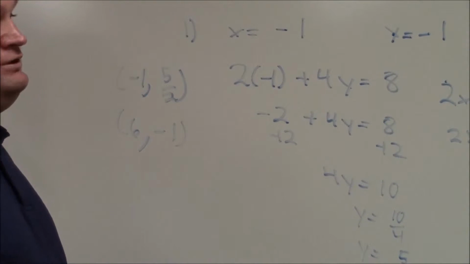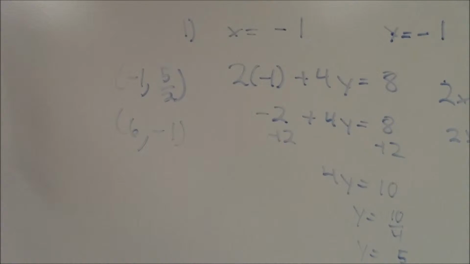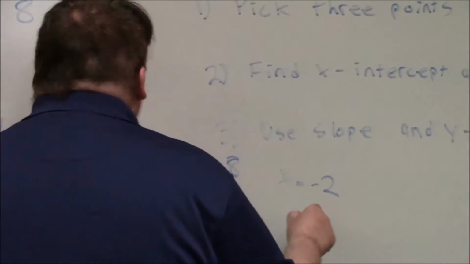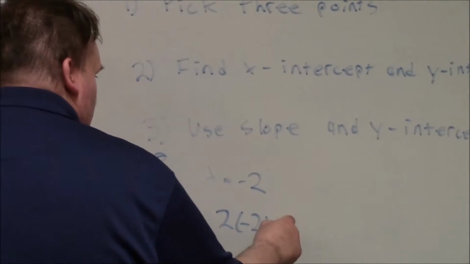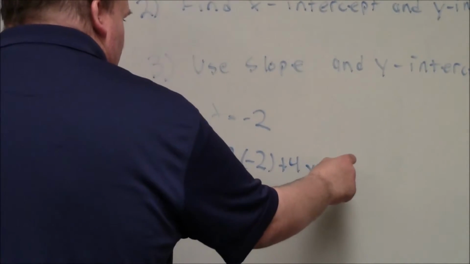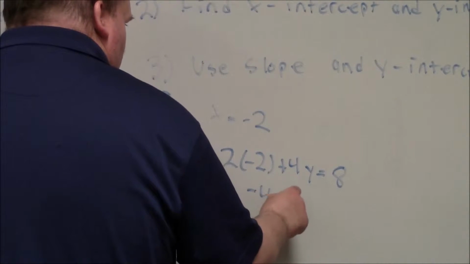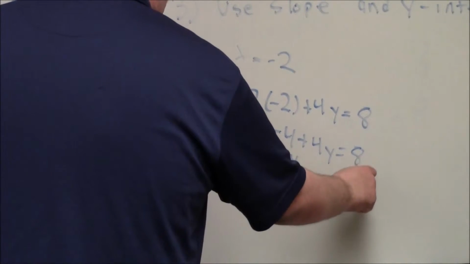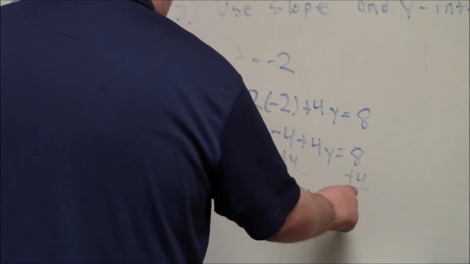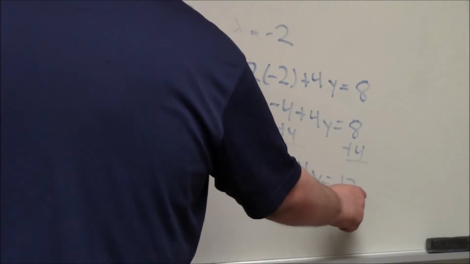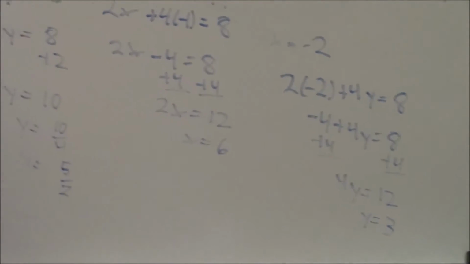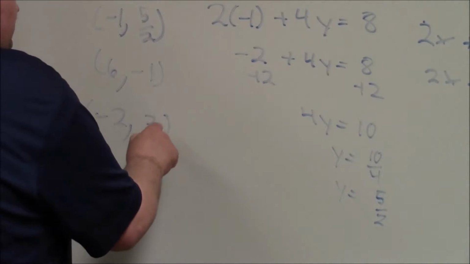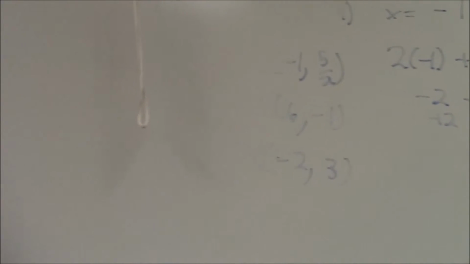And the other point I'm going to pick is x equals -2. Then 2 times -2 plus 4y equals 8. -4 plus 4y equals 8, plus 4 on both sides. 4y equals 12. y equals 3. So my other point would be (-2, 3). And now I'm going to graph it.